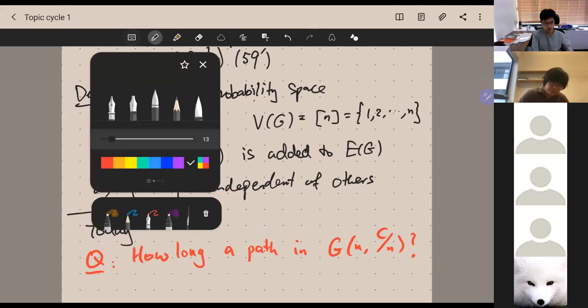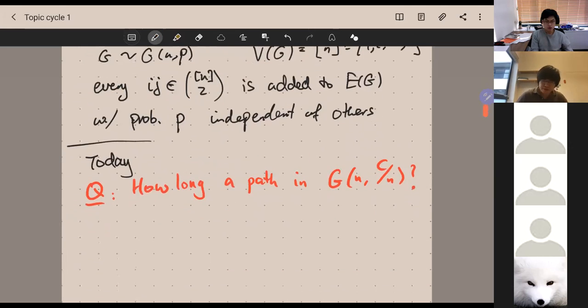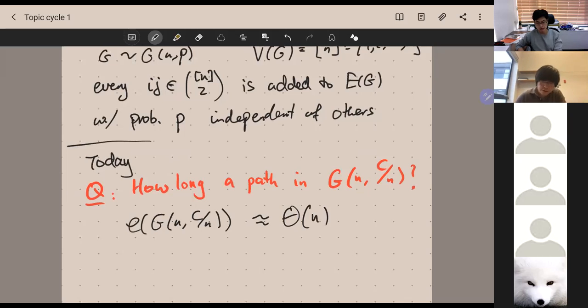So what does it mean? What is GNC over n? Suppose C is a large constant. Then this graph almost surely has linear in n number of edges, right? The number of edges is concentrated like some constant times n. So when we have linearly many edges in a random graph, the question is how long a path can be asked. So there's a story here.